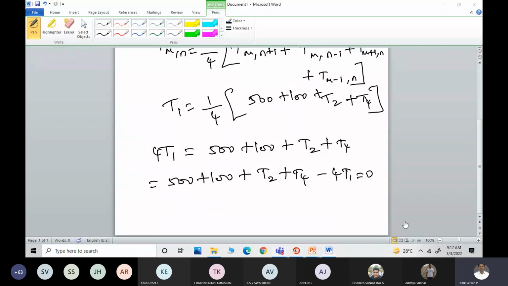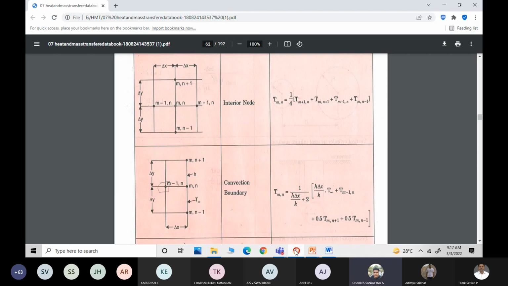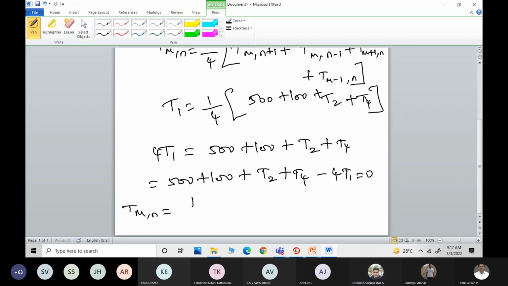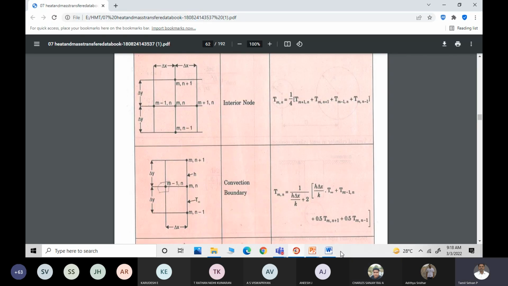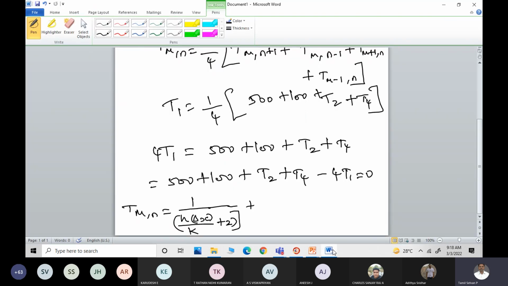Can anyone read it? T(m,n) is equal to, from the data book, 1 divided by (h delta x by k plus 2), the whole thing in the denominator, multiplied by the bracket. It is not plus, it is into h delta x by k.